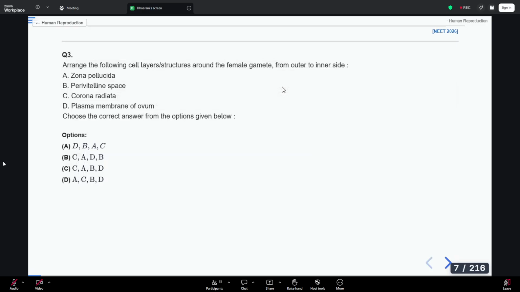Arrange the following cell layers and structures around the female gamete from outer to inner side: zona pellucida, perivitelline space, corona radiata, plasma membrane of the ovum. So what is the correct option here? You have to arrange the layers from outside to inside. Who has given an answer? Option D. Okay, Saksham, Sangavi, Sasi.